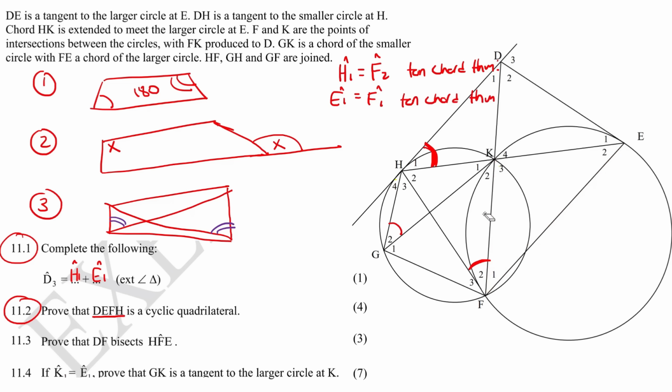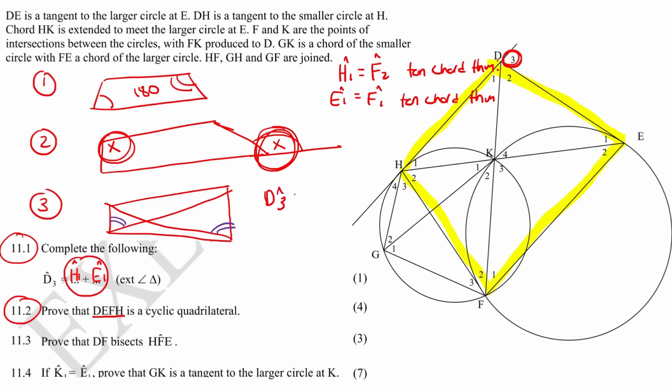Now, look how this all comes together. We are eventually trying to prove that this is a cyclic quad. And we know that one of the properties of a cyclic quad is if this angle on the outside is the same as the inside angle. So look at this D3. We know that D3 is equal to H1 plus E1. We've proven that in the previous question.